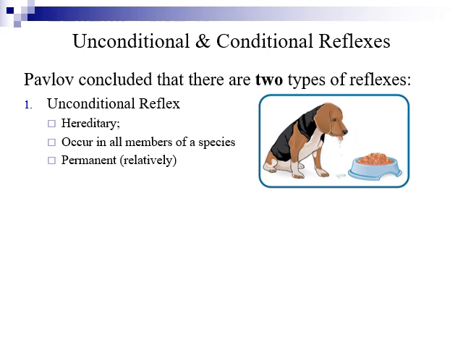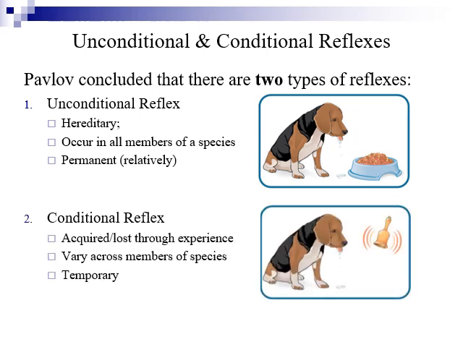The second type of reflex, Pavlov called a conditional reflex. This is one that is learned, meaning that it's acquired and lost through experience. Because it's based on experience, it varies across members of the species. A dog with experience of hearing a bell prior to being given food may come to salivate when it hears the bell, whereas dogs without that experience will not show that reflex. Also, because it depends on experience, that means it's also temporary.